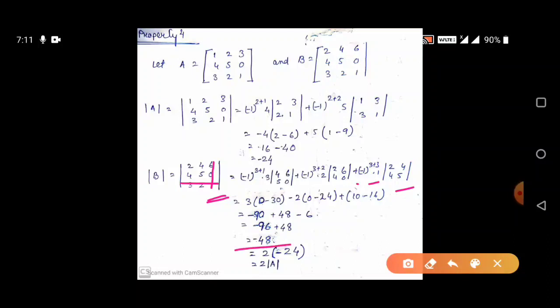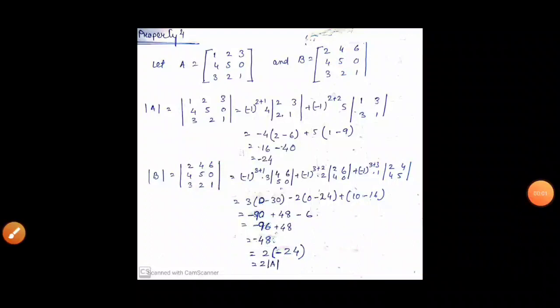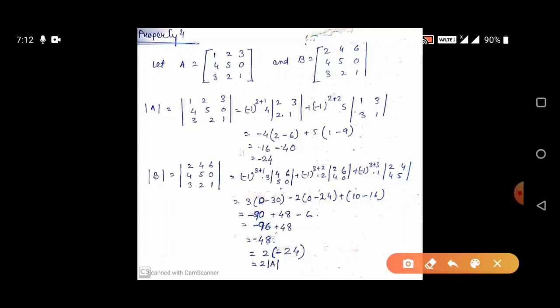Now, see, minus 48 can be written as 2 into minus 24. The minus 24 is the value of determinant A. So, from here we can say determinant B is equal to 2 into determinant A. So, from here it is verified that if we multiply all the elements of any one row or any one column of a matrix by a constant, then the value of the determinant is also multiplied by that constant.